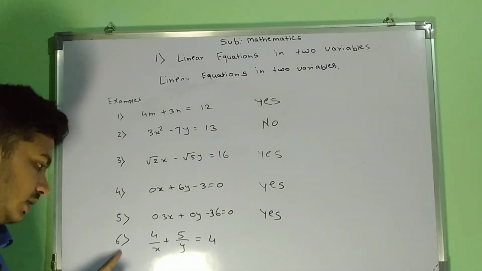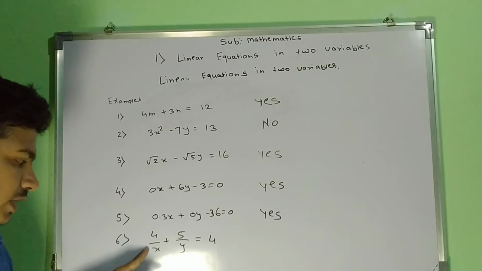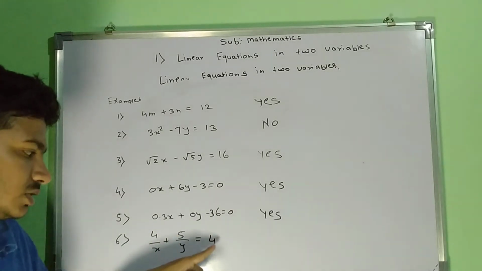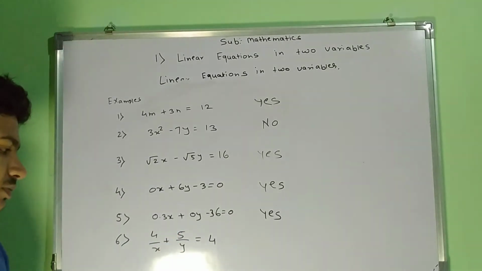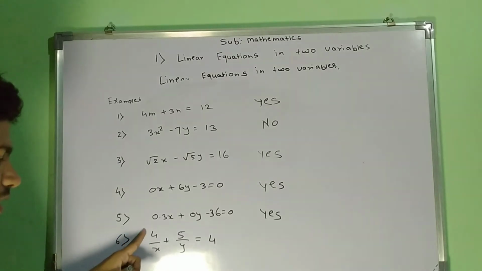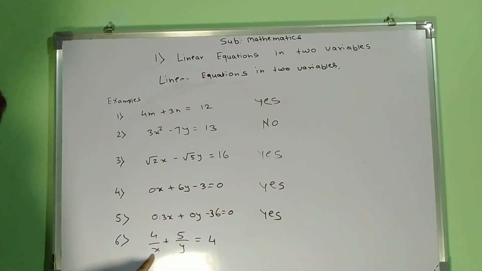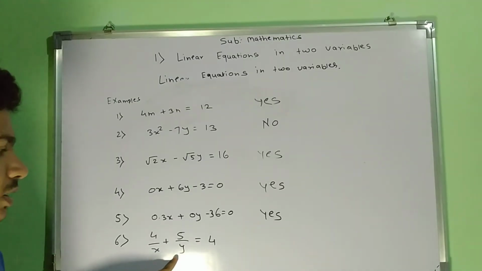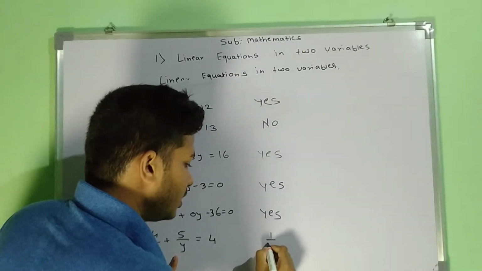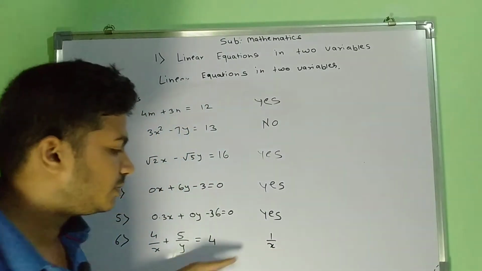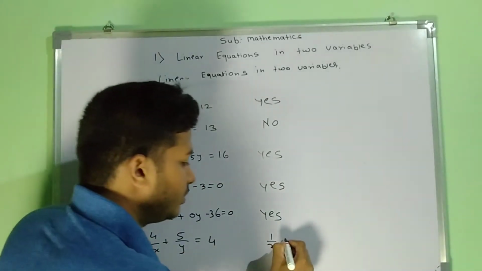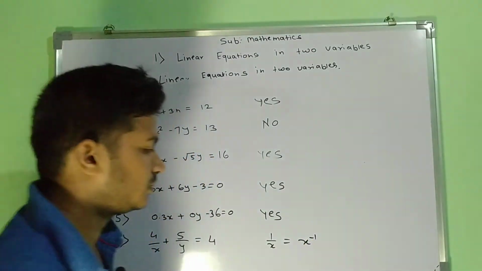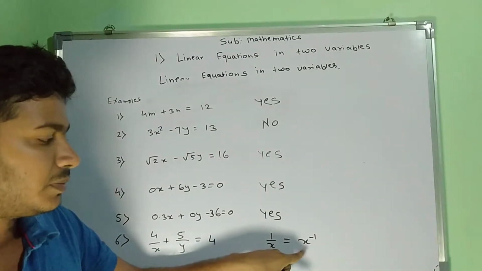Now look at the sixth one, last example. We have 4 upon x plus 5 upon y which is equal to 4. Now look here, 4 is a real number, but here we have 1 upon x. Here also we have 1 upon y. As we know, 1 upon x, if we shift that x to the numerator, it will become x raised to minus 1. So the degree will become -1.